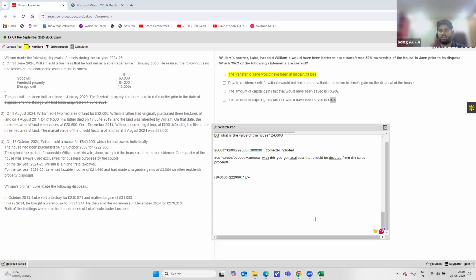Is that the chargeable gain or is that the relief that is available? Okay. Chargeable gain is 6,700. Now, what is happening? You will transfer half of the property to Jane, correct? So because of that transfer, what will happen? Now she will have half of the gain that will be taxed at that. Is that correct?